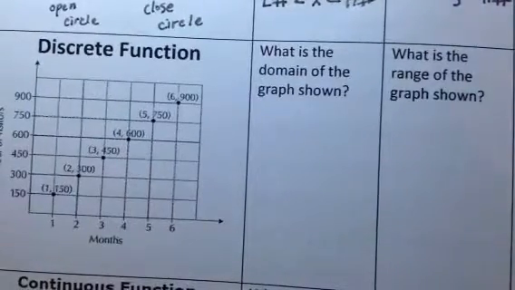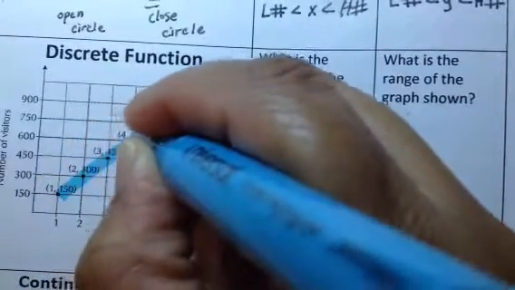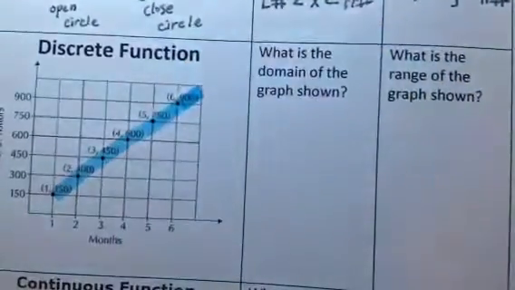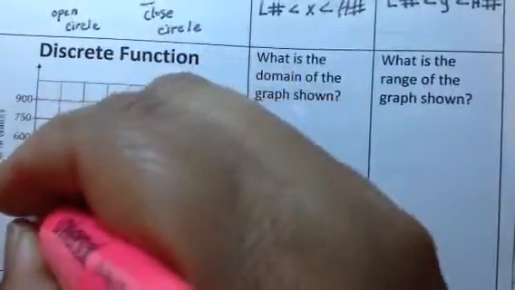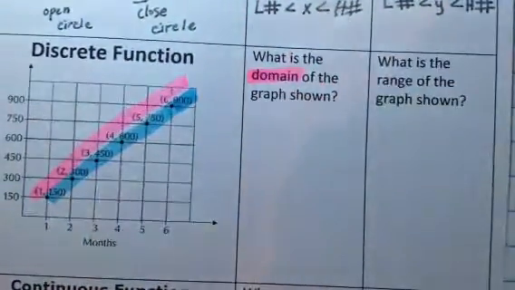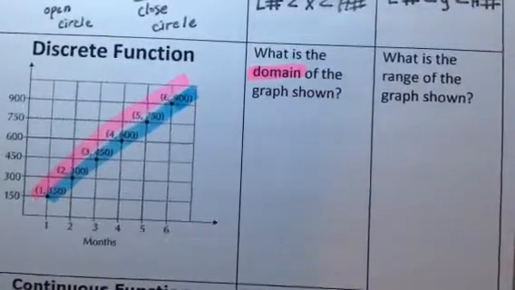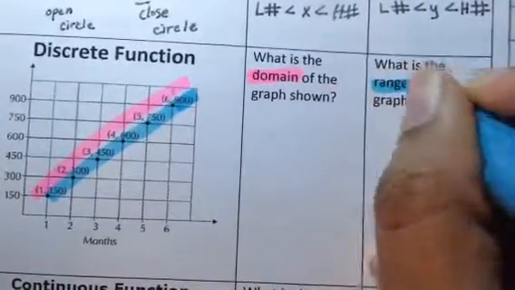Okay, so I'm going to highlight all the Y's in blue, and I'm also going to highlight all the X's in pink. So domain, I'm going to highlight in pink. Range, I'll highlight in blue.